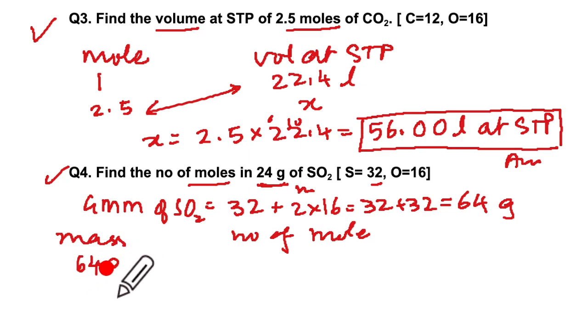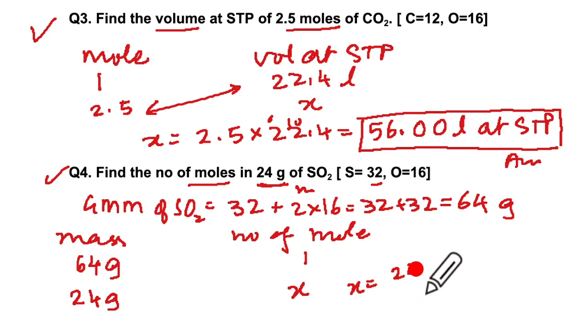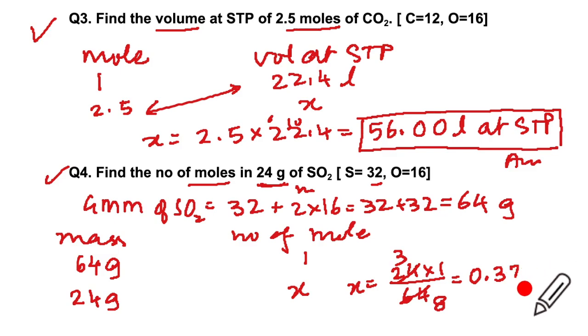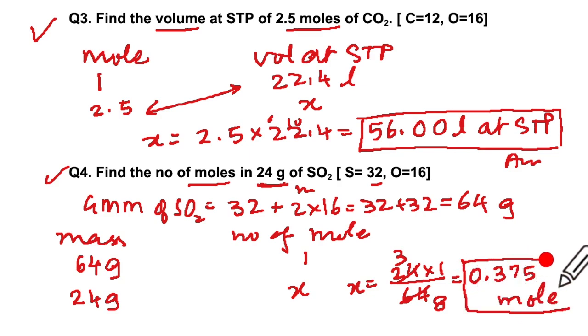Correct? So if it is 64 gram, then the number of moles will be 1. They have given us 24 gram and this will be X. So what will be the value of X? X will be equal to 24 into 1 divided by 64. So 8 threes are 24 and 8 eights are 64, so 3 upon 8. That will be how much of a mole? 0.83 is 24, remain 6, 8 sevens 56, remain 4, 8 5 is 40. This much of a mole. Okay, so this is your answer.